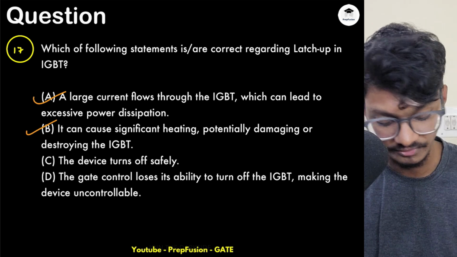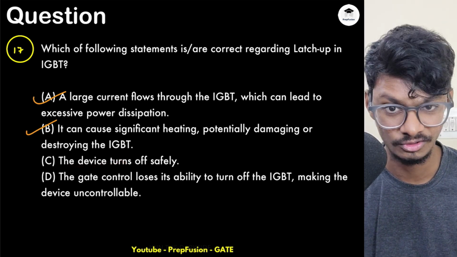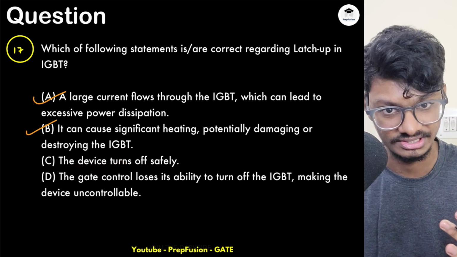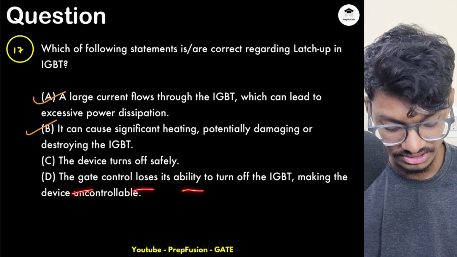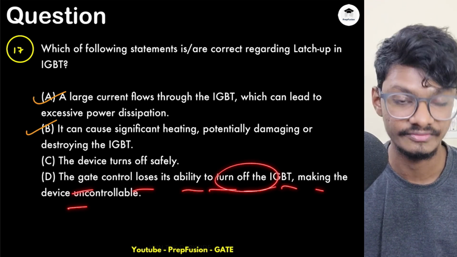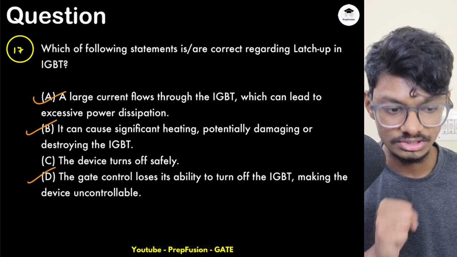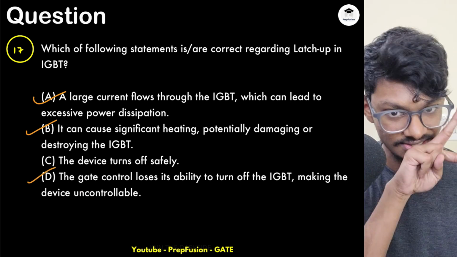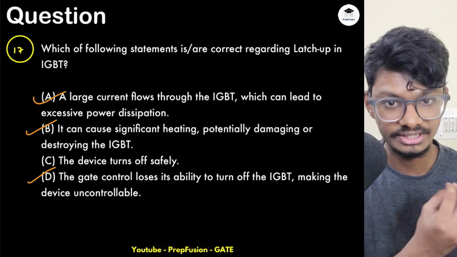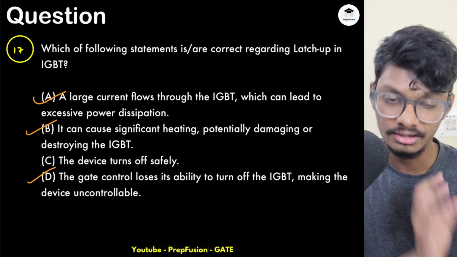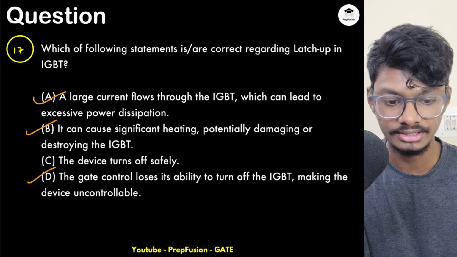The device turns off safely. No, right? The device doesn't turn off. Device is on always. The gate control loses its ability to turn off the IGBT, making the device uncontrollable, which is true, right? So we don't have control over the IGBT anymore, because even if I remove the gate supply, as the parasitic SCR is on, IGBT will anyway be on. It doesn't matter regarding the gate. We lose the control for the gate terminal.